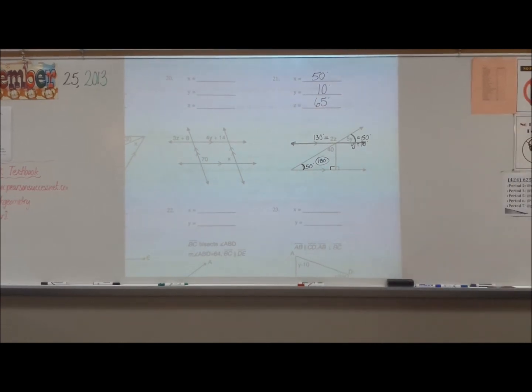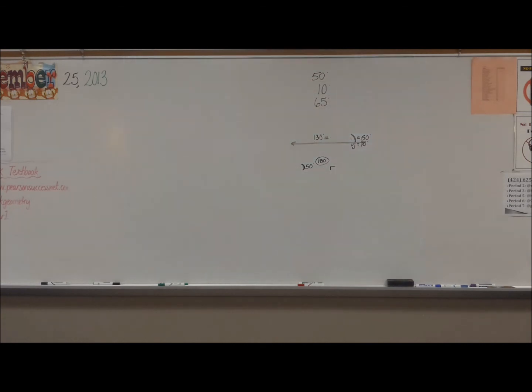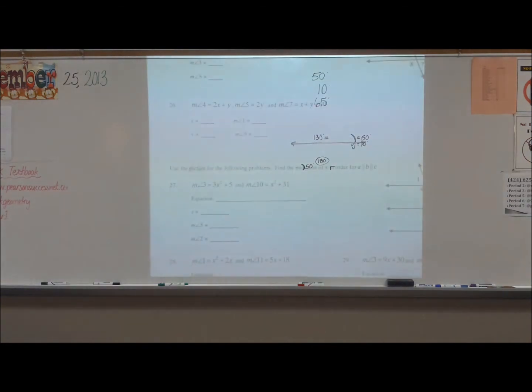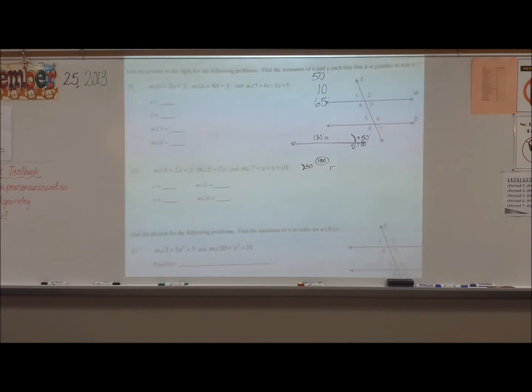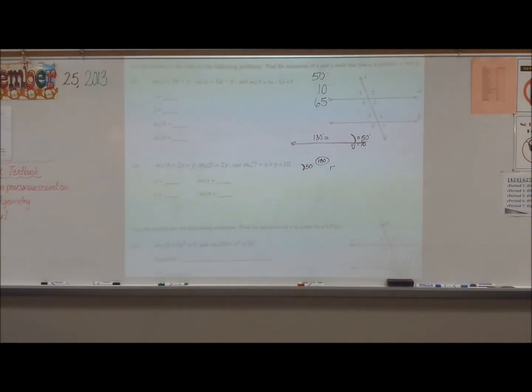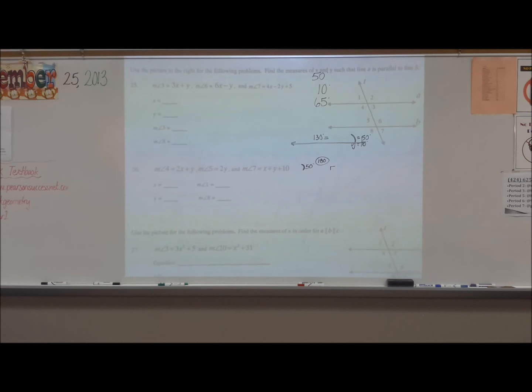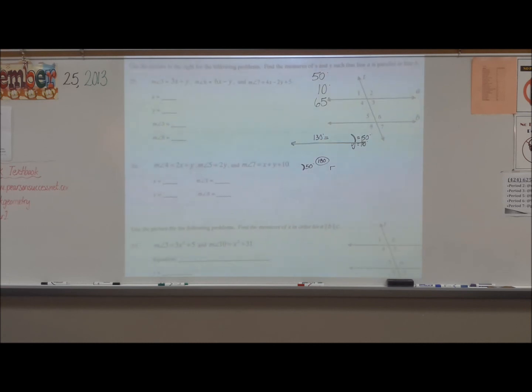Last problem for us together. Please go to the back page, number 25. Number 25, go ahead and label your picture for angles 3, 6, and 7. Notice that each angle contains both an x and a y.